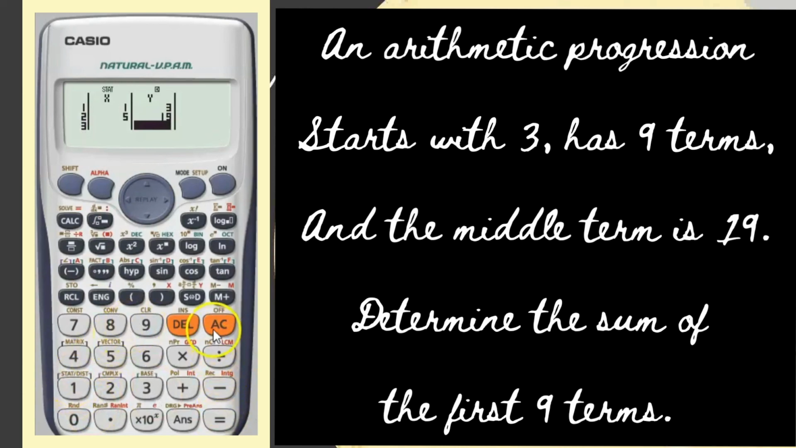And then, AC lang din. And then, shift, log, alpha x, shift 1, 5, 5, shift, close, and then, determine the sum of the first 9 terms. So, 1, shift 1, and then 9. Then, equal natin. So, 171.